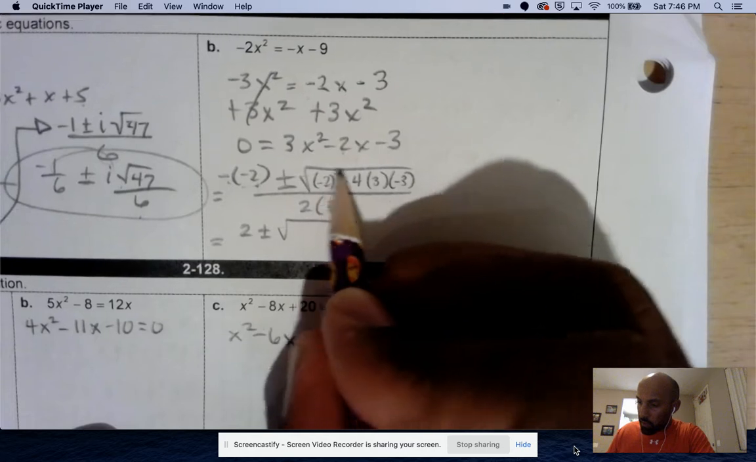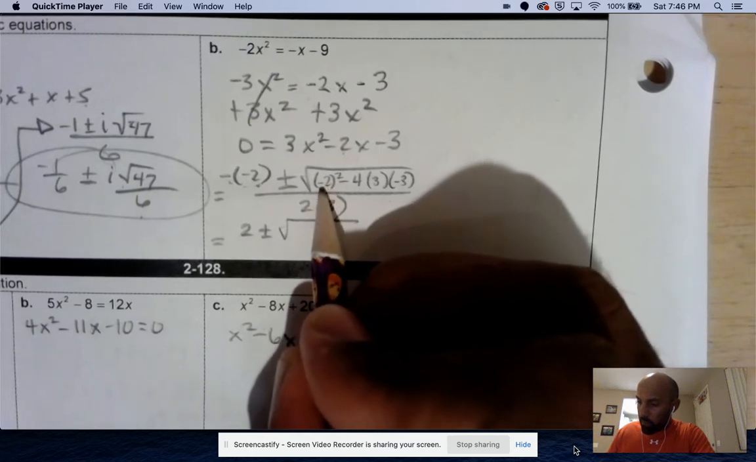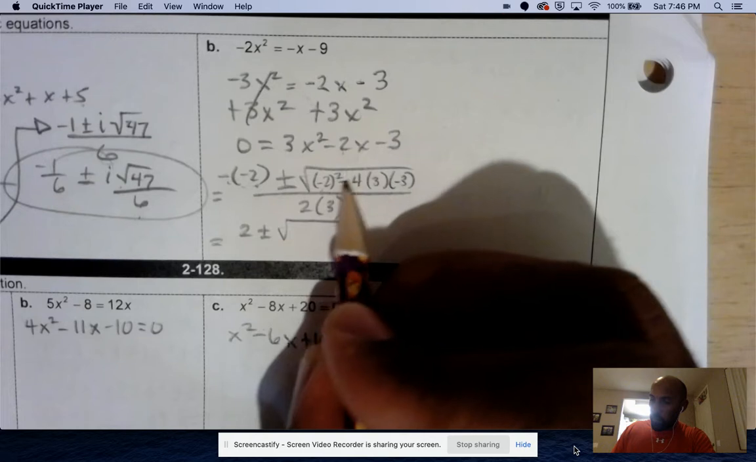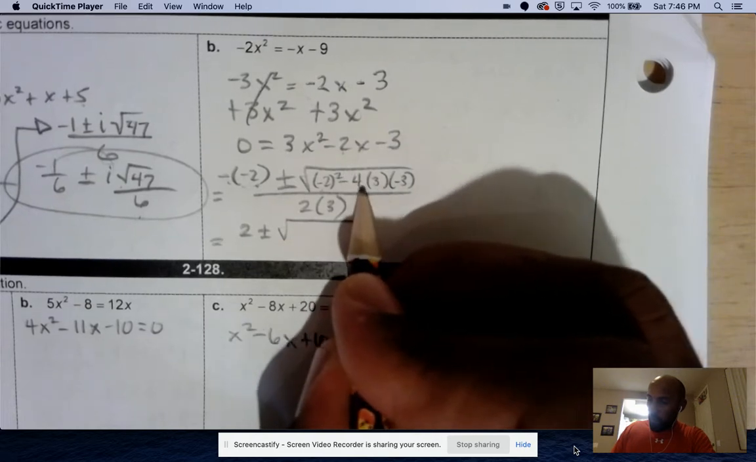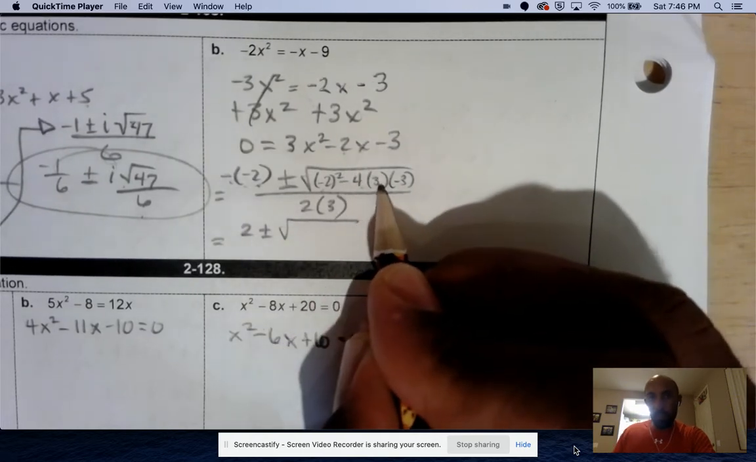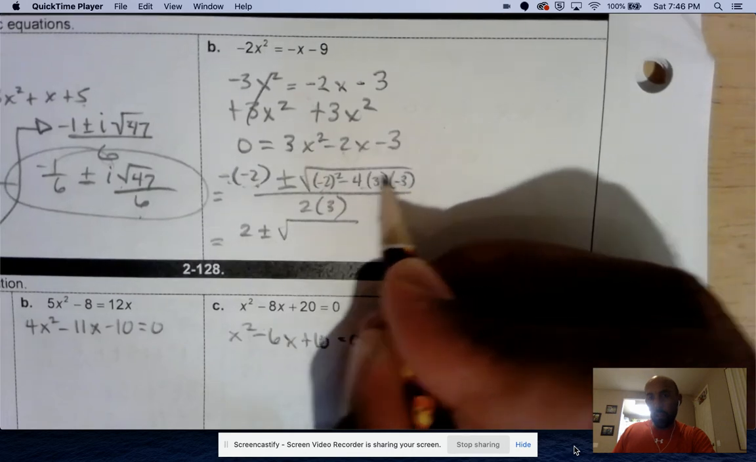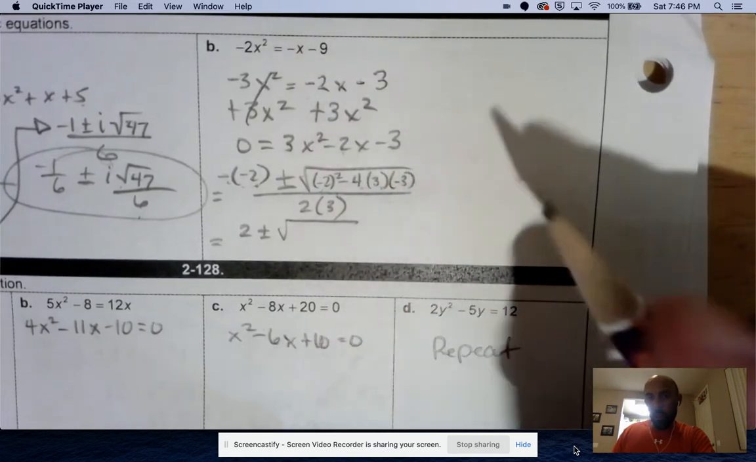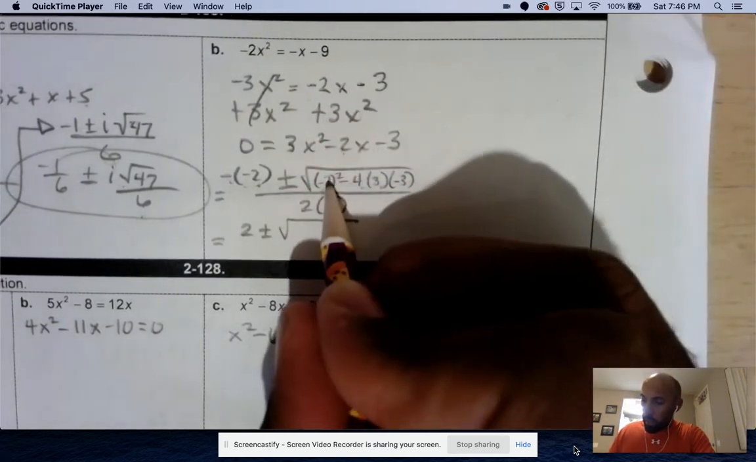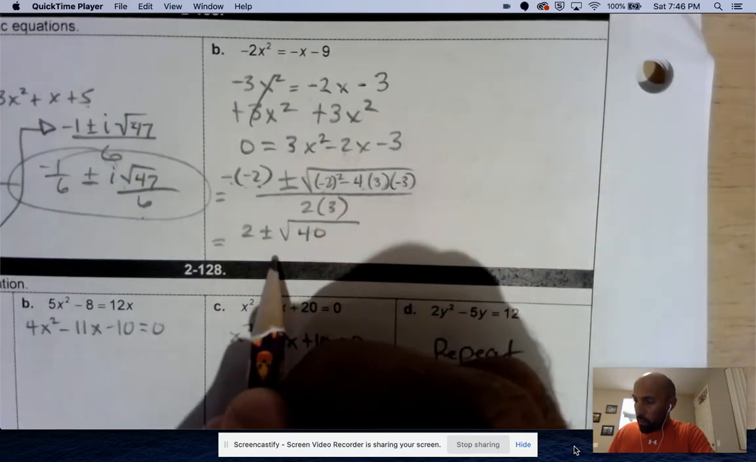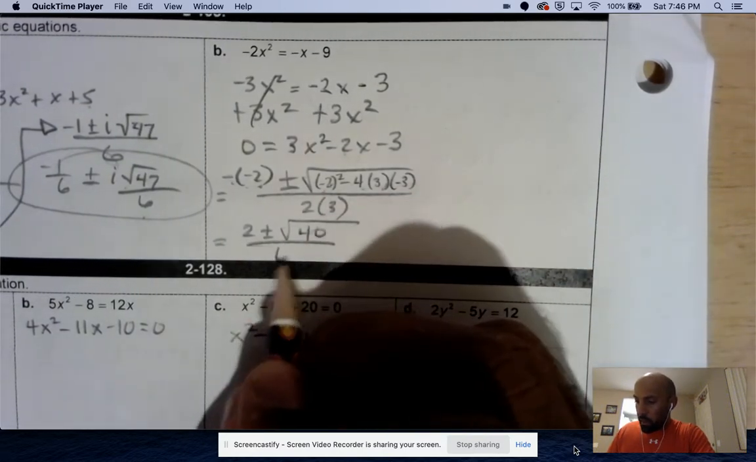Okay, so now I'm going to try to just figure this all out at once. So -2 squared is 4. And then over here we have 4 times 3, which is 12. Times 3 again, that's 36. And since we have a negative and a negative, it'll be positive 36. So it'll be 4 plus 36, which is 40. Okay, so then we end up with 6.